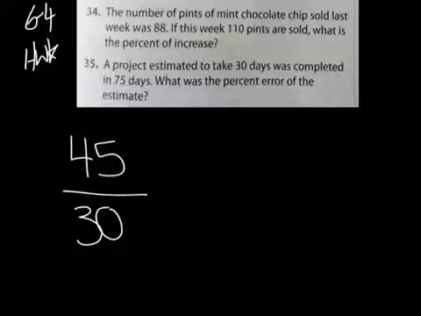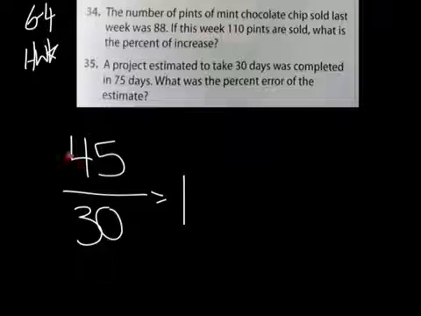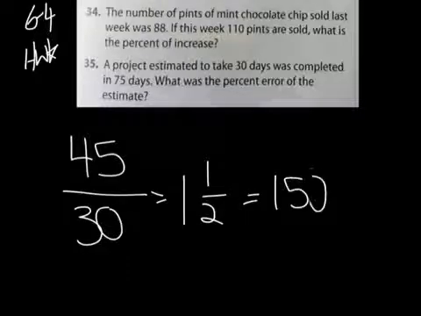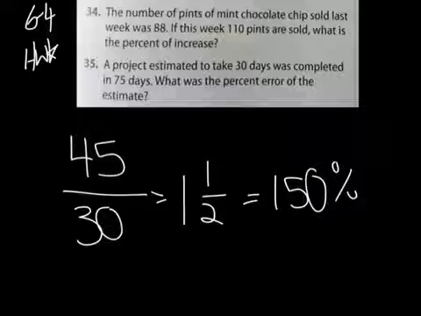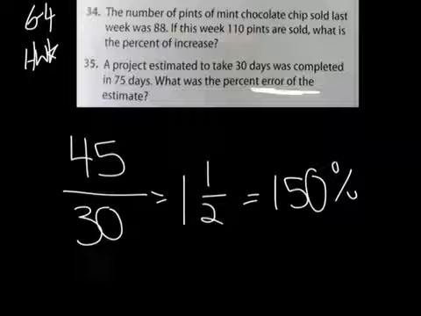So how much do we have here? How many 30s do we have in 45? We have 1, right? And we have 15 left over. 15 over 30 is a half, right? So 1.5. Well, 1.5, boys and girls, as a percent is 150%, right? Because this 1 is 100%, 1 is a whole, right? It's 100%, it's all of it. And another half is another 50%. So there was 150% margin of error estimated. That's a lot.